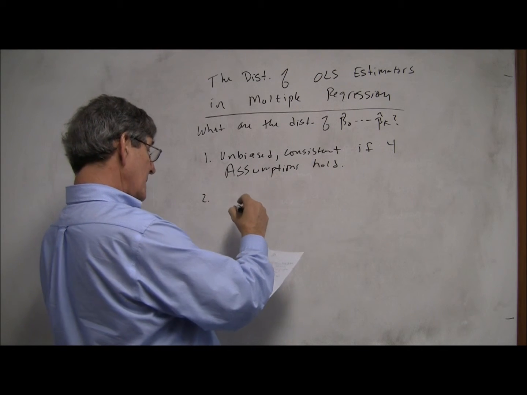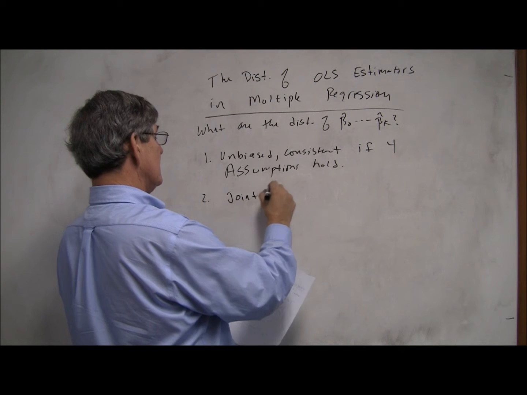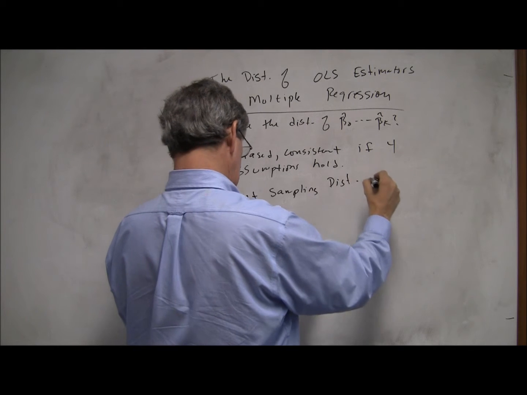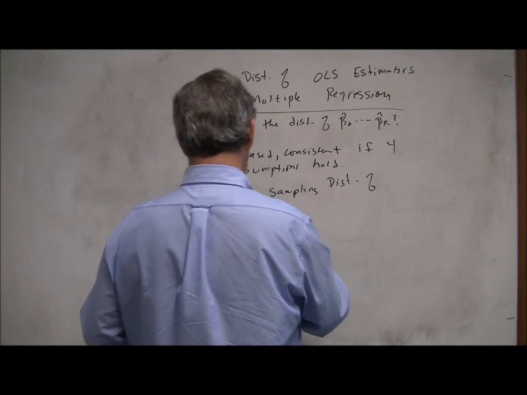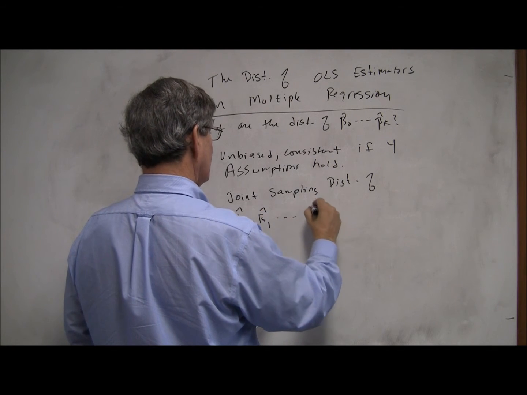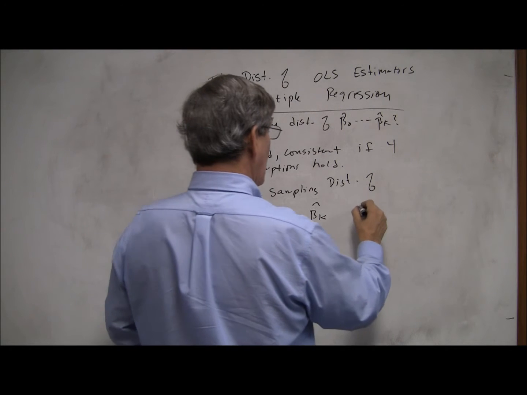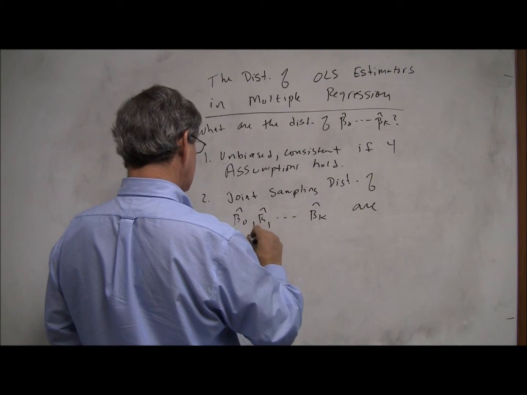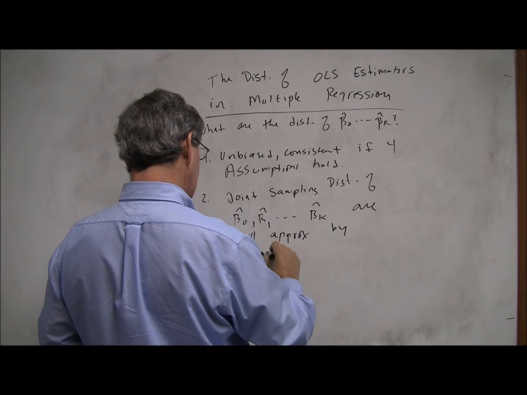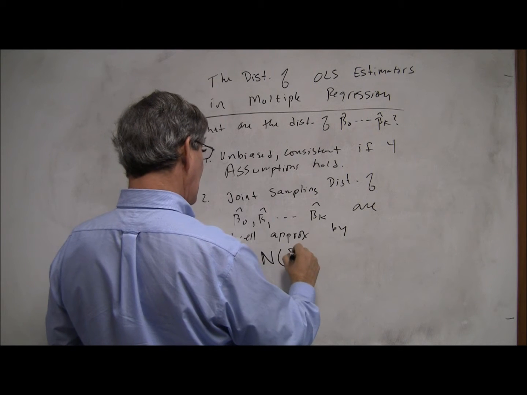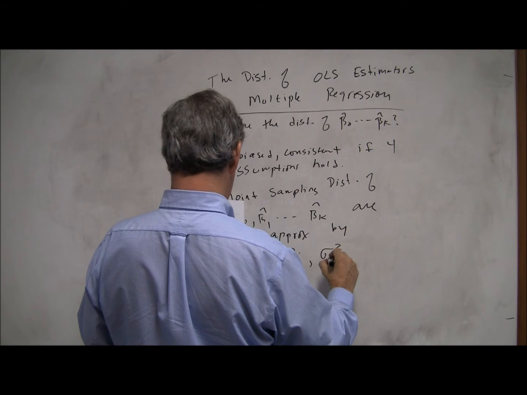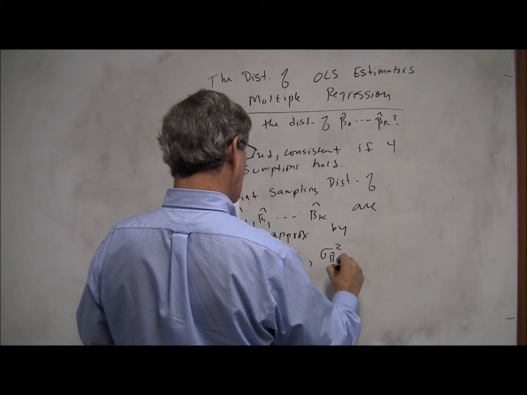Secondly, the joint sampling distributions of beta naught hat, beta 1 hat, up to beta k hat are well approximated by a normal with mean beta_i and variance sigma squared beta hat_i.